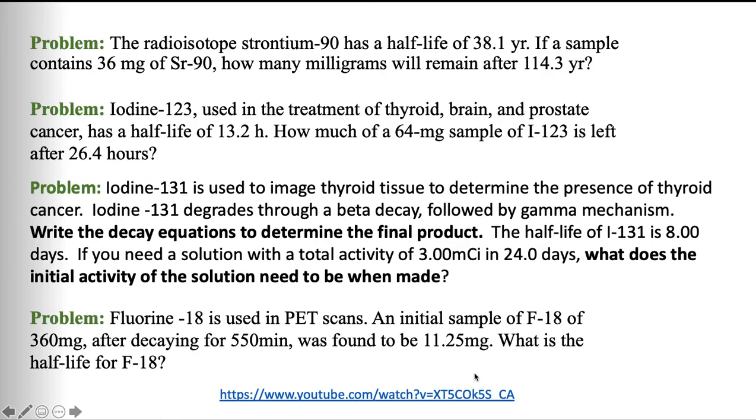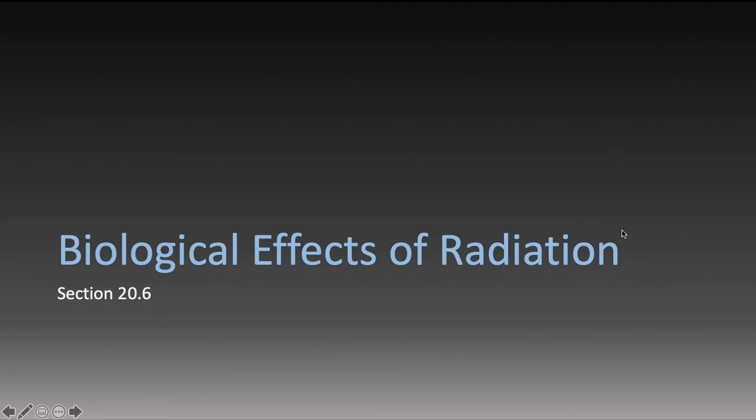I have made a video on how to work these types of half-life problems. There are 4 different kinds of problems that ask for slightly different unknowns, but they all deal with half-lives. So take a look at how to do these problems and let me know if you have any questions. This concludes section 3 of chapter 20, and in the next section we're going to talk about the biological effects of radiation. That will be section 20.6.